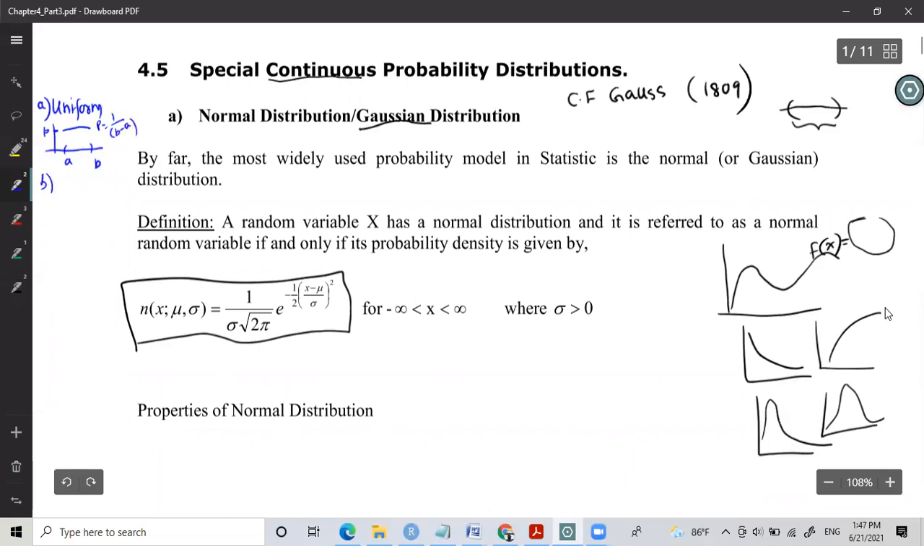Then you have the normal distribution. Then you have something called the exponential distribution, where you have this type of pattern. And then we have the t distribution, F distribution, chi-square. You will see these distributions in future chapters. I'll explain them. And in addition to that, there's the beta distribution and gamma distribution.